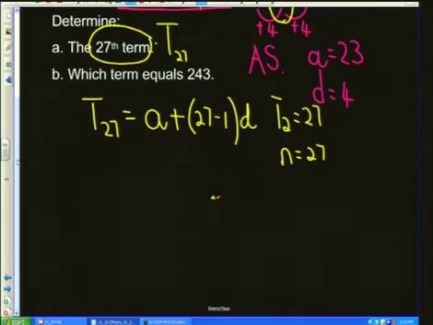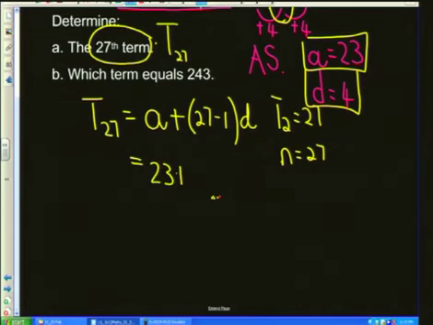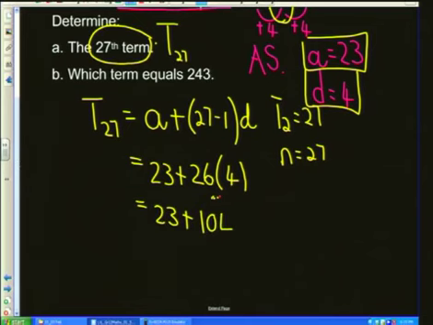But the good news is we do know what a is, and we do know what d is. So if we go over here, the a is 23. 27 minus 1 is 26, and the difference is 4. So that's not difficult at all, because now I'm going to say this would equal 23 plus 4 times 26, which is 104, I hope, which is going to equal 127.